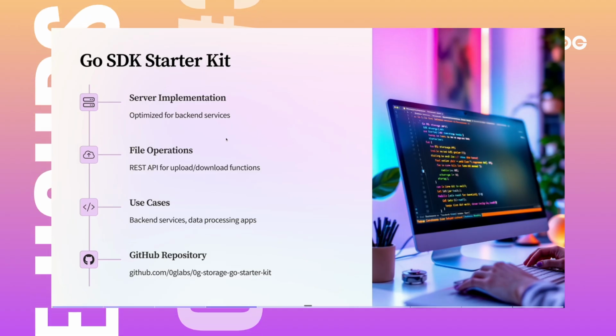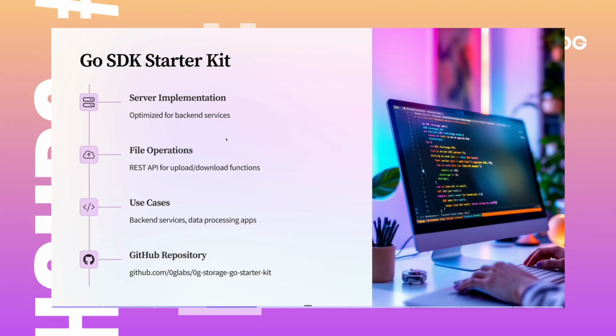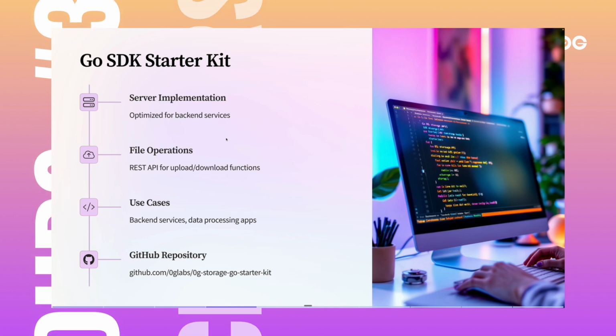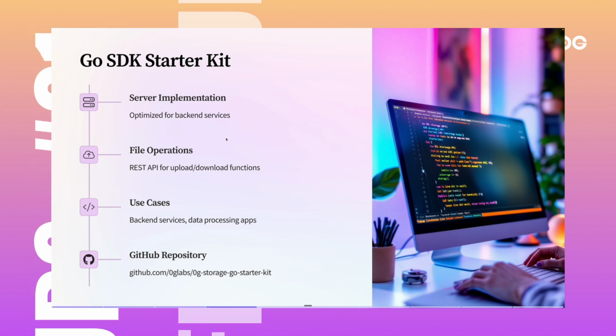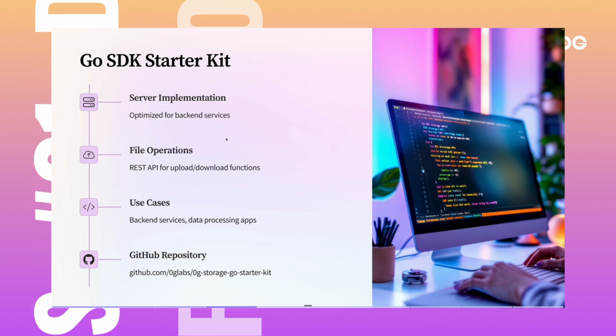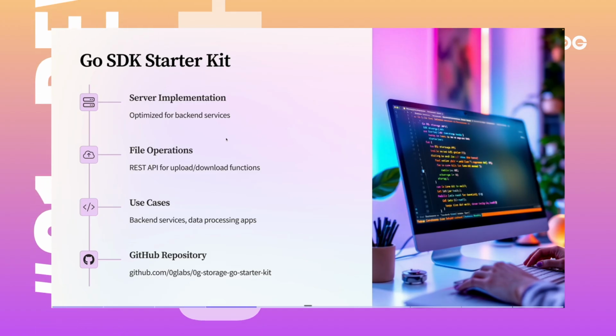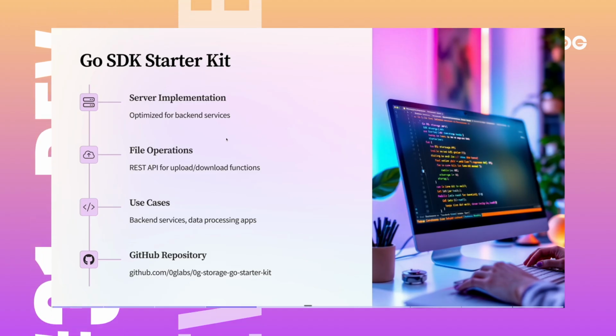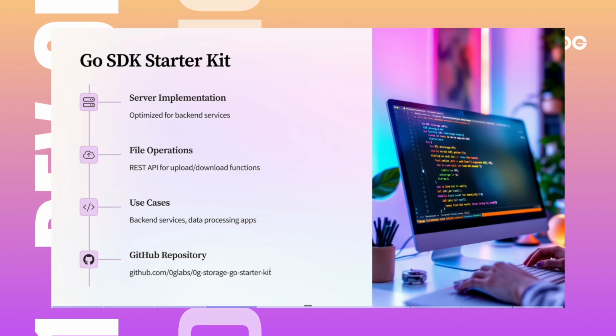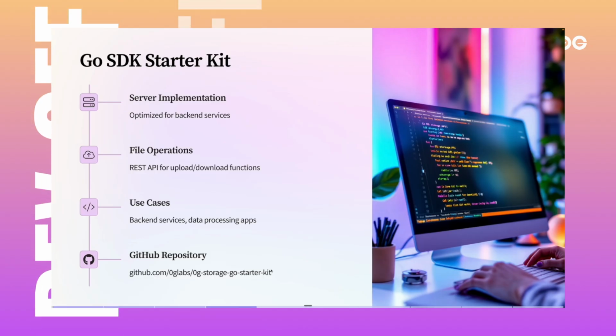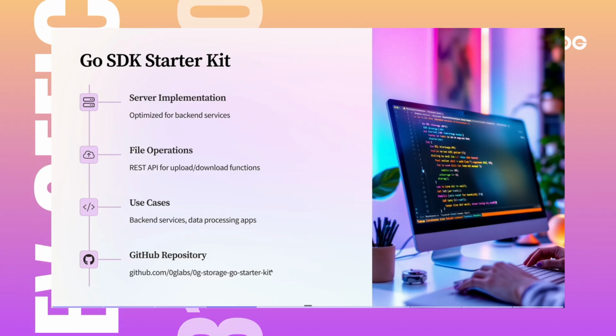As I said, in the Go SDK starter kit, you will get the server implementation. You will be able to spin up a server. You will have Swagger documentation. You can upload a file, download a file, or view anything. So that is available there, all the file operations, and also the CLI operations.